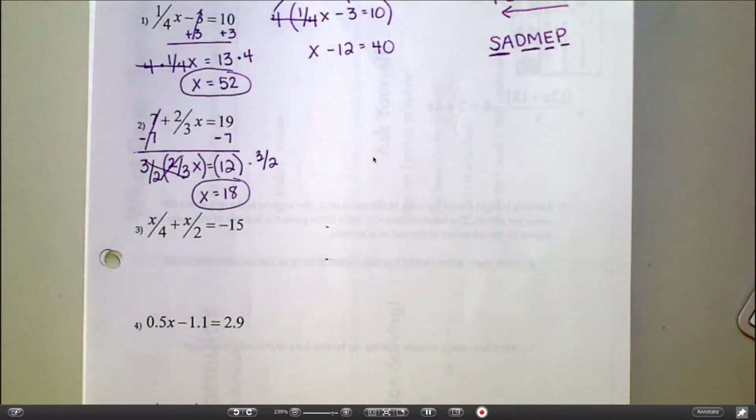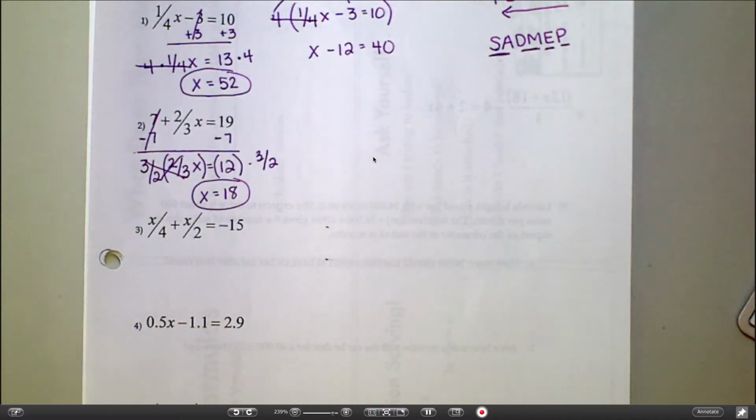And it's going to sound similar to when you were learning how to find a common denominator. What I need is the smallest number you can think of that both 4 and 2 go into. 4. Because 4 does not go into 2, but 2 does go into 4. So 4 is my number.